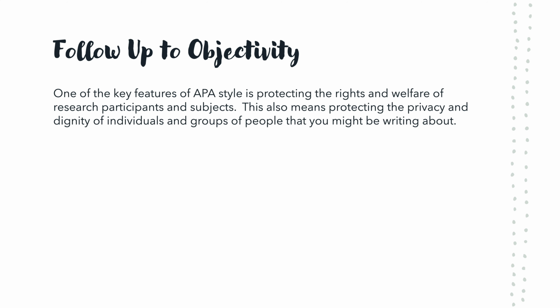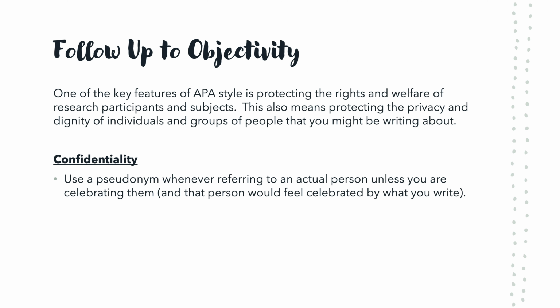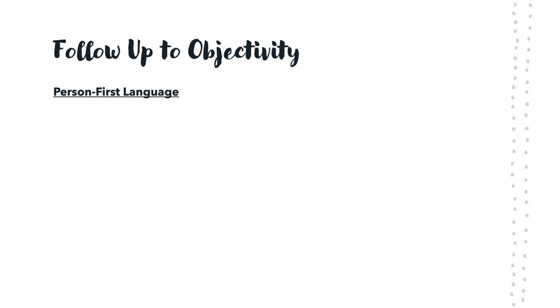Additional follow-up to objectivity, one of the key features of APA style is protecting the rights and welfare of research participants and subjects. This also means protecting the privacy and dignity of individuals and groups of people that you might be writing about. So always adhere to confidentiality. Use a pseudonym wherever you're referring to an actual person, unless you are celebrating them and that person would feel celebrated by what you write.